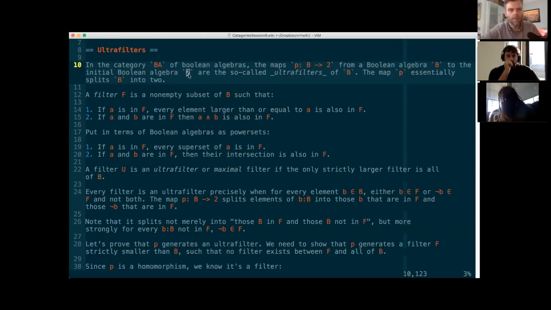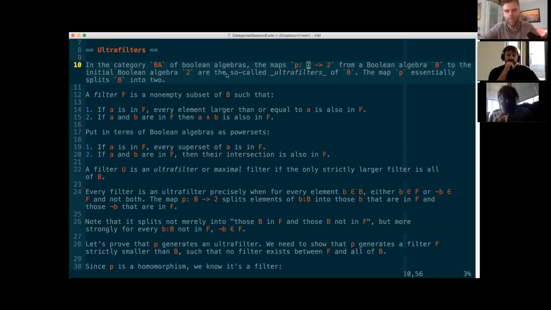That is, every other Boolean algebra has a true and a false object that preserves the structure of the Boolean algebra. Okay, but every one of them also has a map into the initial object, and those are called ultrafilters of that Boolean algebra. So this map from the Boolean algebra B to 2 essentially splits that Boolean algebra in half.